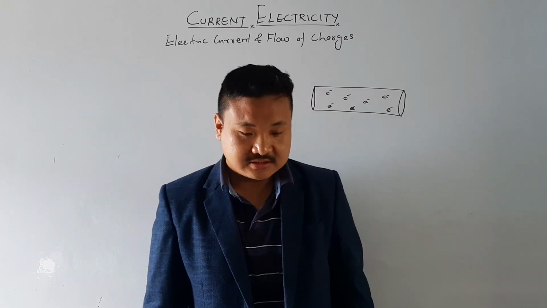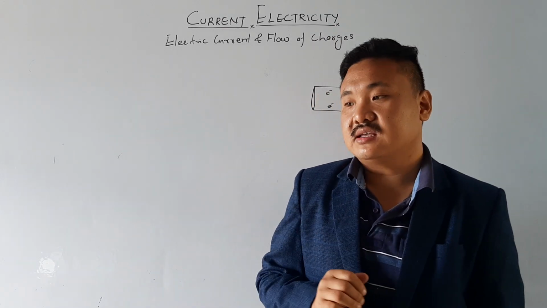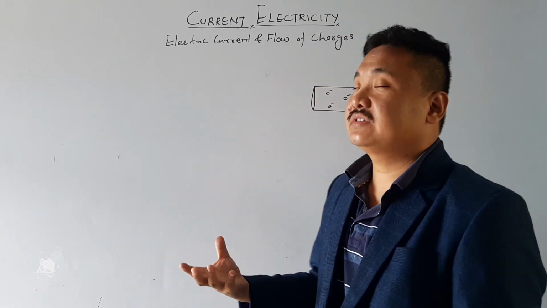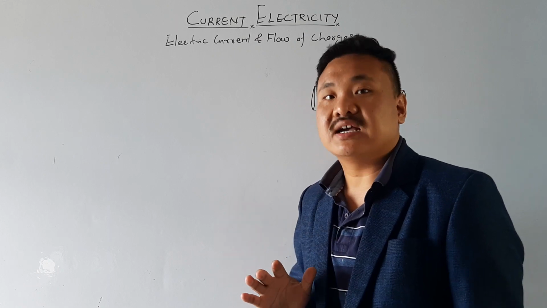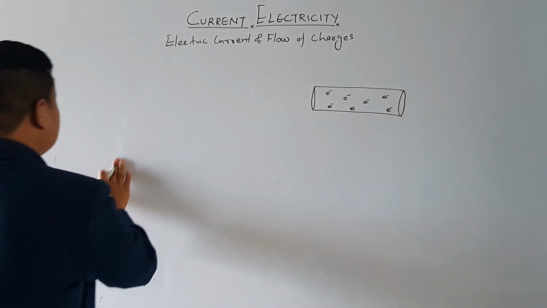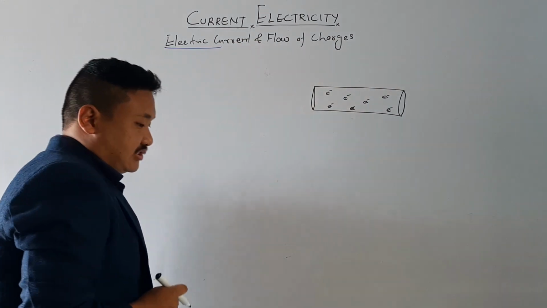Now let us start the third chapter, that is current electricity. This is the introduction of this chapter. Current electricity is a very easy chapter of class 12 science, class 12 physics. Now let me go to the electric current and the flow of charges.